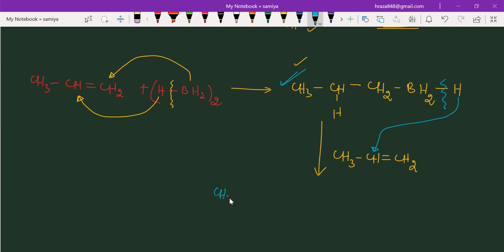See it carefully. Be focused, please. So now this will be CH2, and again you can see this is CH2 and this is BH2, and this BH2 will connect with this. So it will be CH2, and then this CH I am going to write, with which this hydrogen will connect, and then again after this we have CH3. Got it or not? Please watch it carefully and let me know if you got it or not.